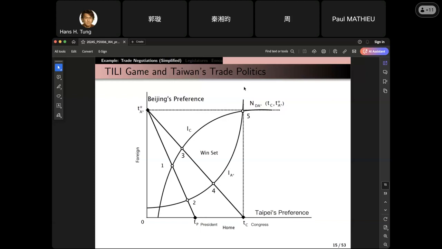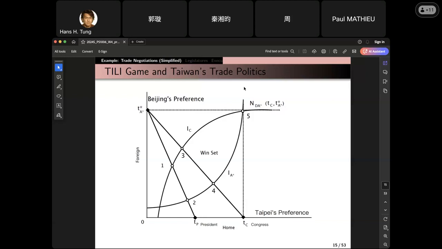So this is the first step. And the second step is to find the contract curve, which is the line connecting TP and T star A star, because these are two parties that are actually negotiating with each other, right? So now we have the contract curve, and then we maintain the assumption that Taipei is the first mover. So it's very easy, right?